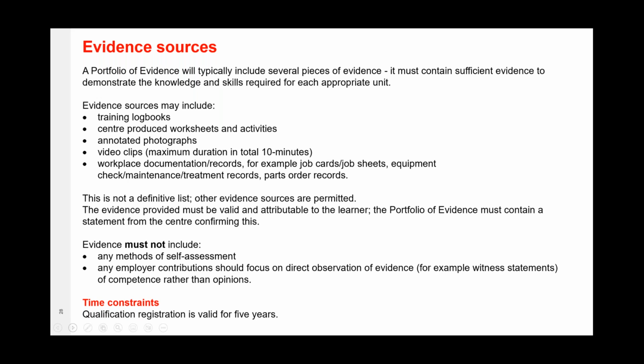Evidence can include methods of self-assessment and employer contributions. Though you can have employer contributions, they can't be an opinion, which a lot of people give, saying, well, I feel that apprentice is really, really good. It's got to focus on direct observation, and the best way for that is witness statements rather than employer opinions. And the qualification registration is valid for the next 5 years.